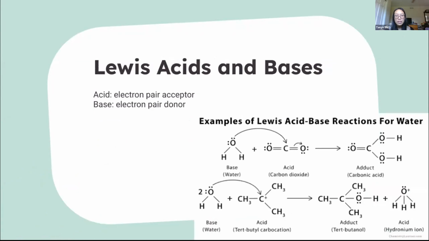Okay, so Lewis acids and bases. Acids are electron pair acceptors and bases are electron pair donors. So in this example, water is a base because it can be a base or acid because it's amphoteric, and CO2 is the acid. So that electron pair from the oxygen is going to the carbon, and then they go together to make carbonic acid.